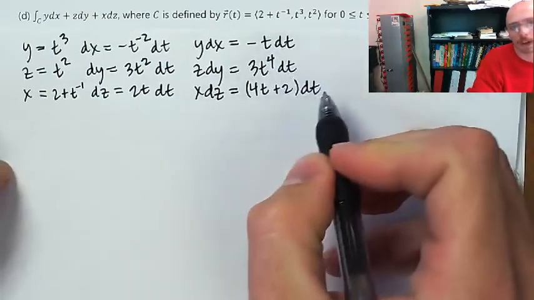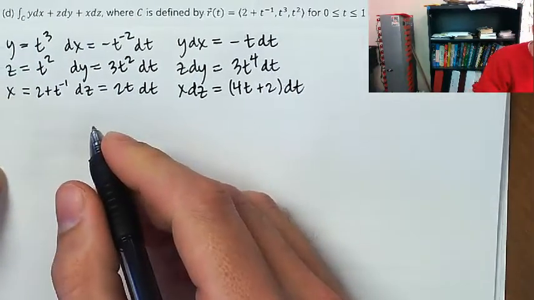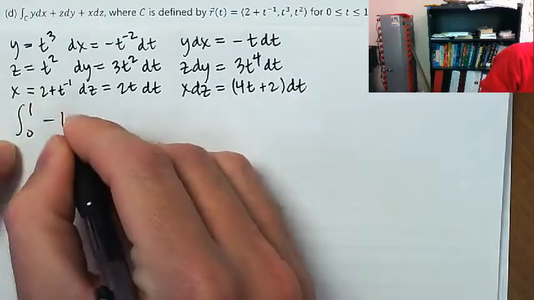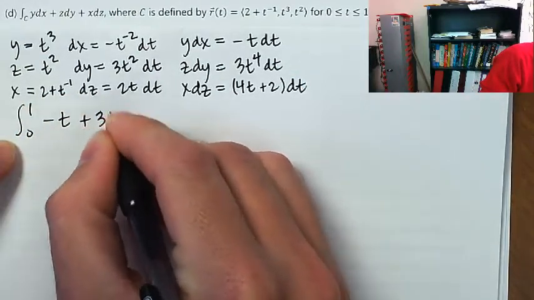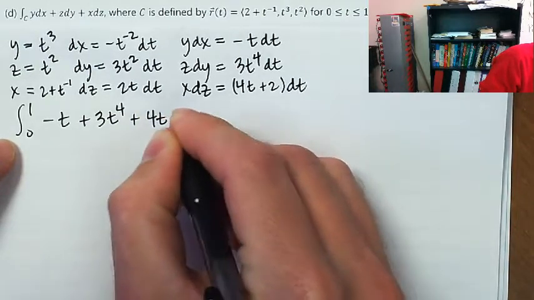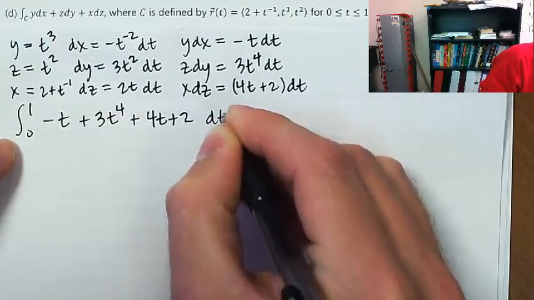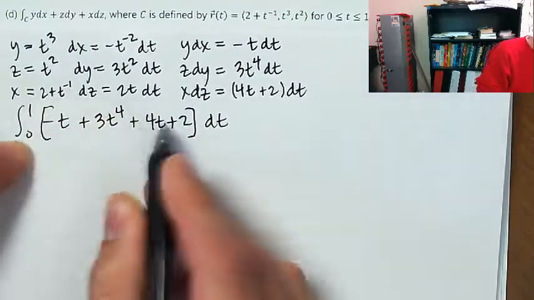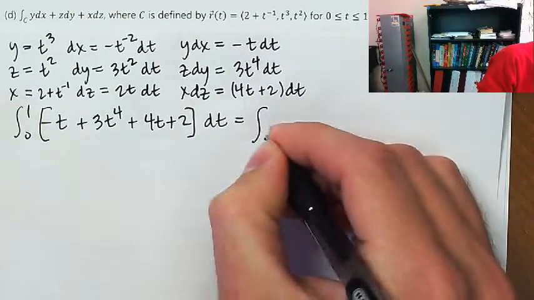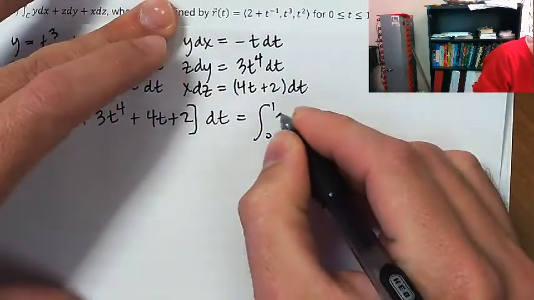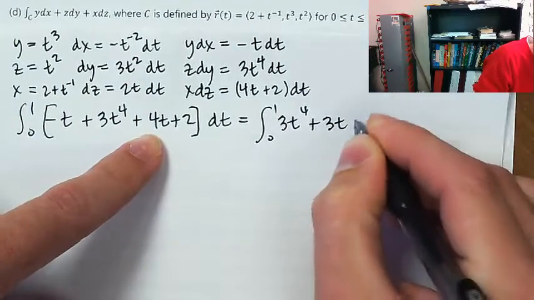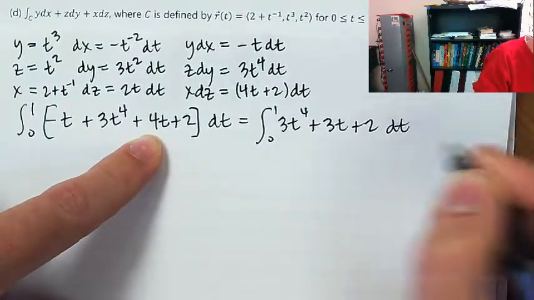So we're just going to add all these together, probably factor out the dt out the back, integrate from 0 to 1, be happy. Okay, so negative t plus 3t to the 4 plus 4t plus 2 dt. Okay, but I see terms that I can combine. So I'm going to do that. That's the integral from 0 to 1 of 3t to the 4 plus 3t plus 2 dt.